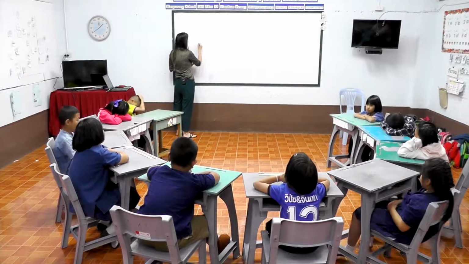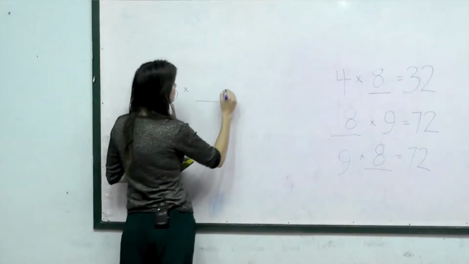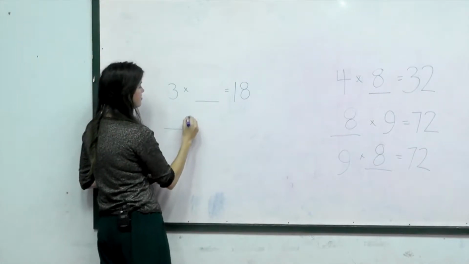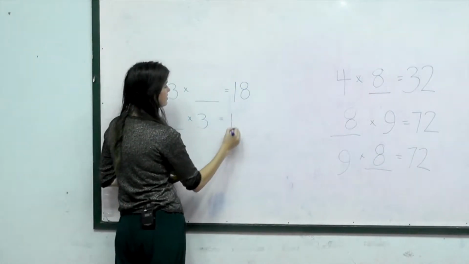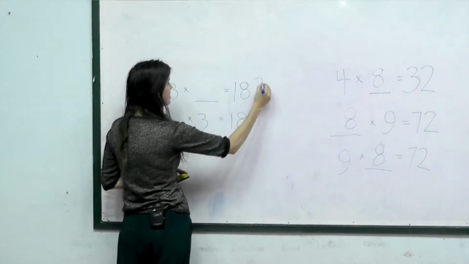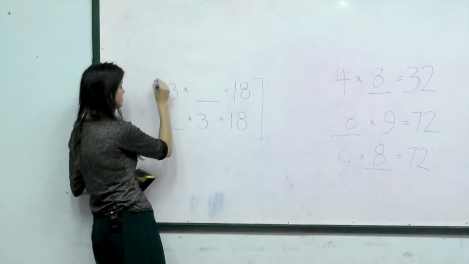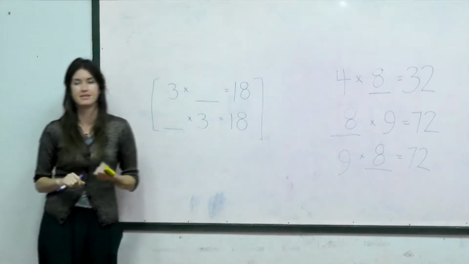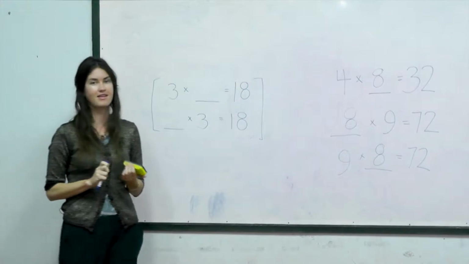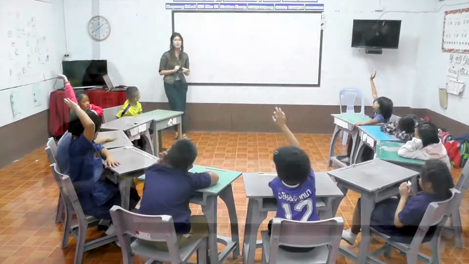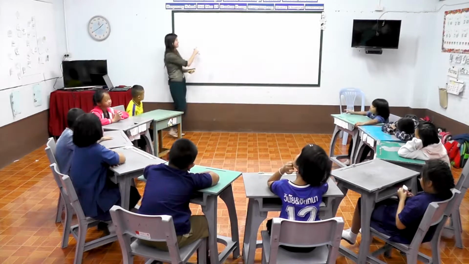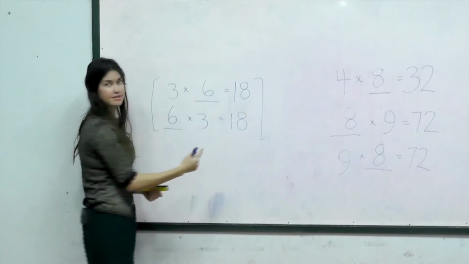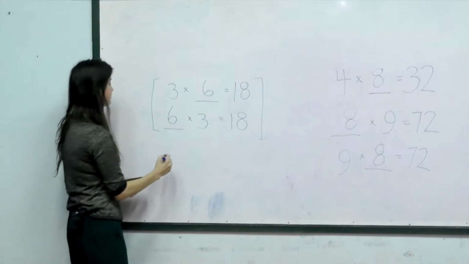So, 3 times what number gives us 18? Or what number times 3 gives us 18? We can think about that the same way. It doesn't matter which number comes first. When we use times, we can switch that order, it's okay. Got some ideas? 1, 2, 3. 6. Good. 3 times 6. Or we can say 6 times 3. Do we get 18 for both answers? We sure do.